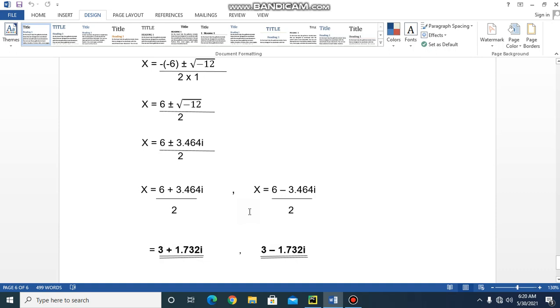Now just a small recap of what we have done so far. To find the roots of any quadratic equation using the quadratic formula, you need to first obtain the discriminant, that is b square minus 4ac. And if the discriminant is greater than 0, then the equation has two real and distinct roots.